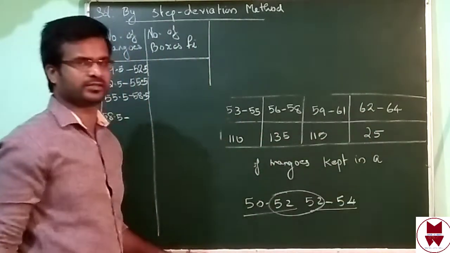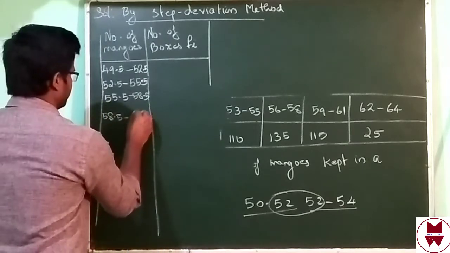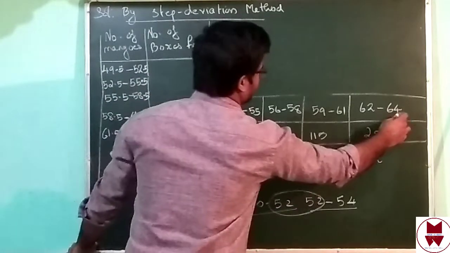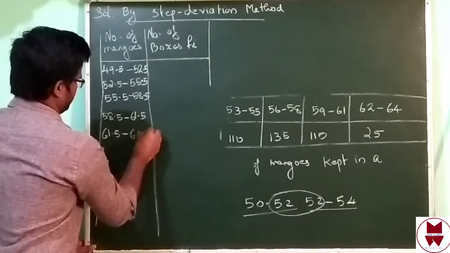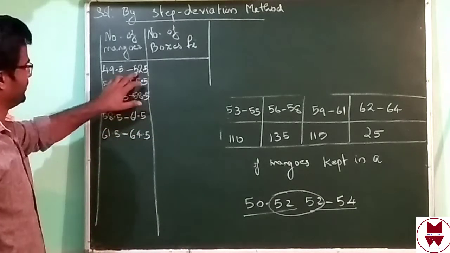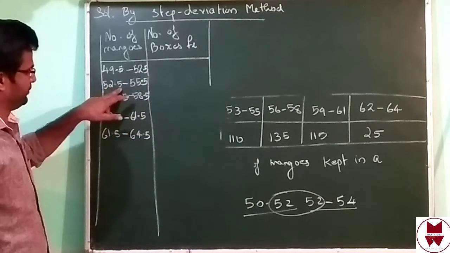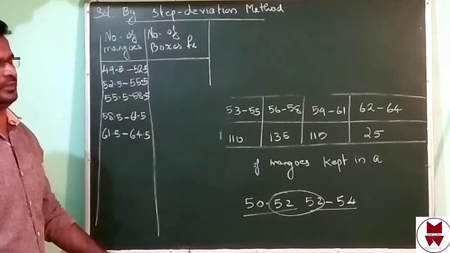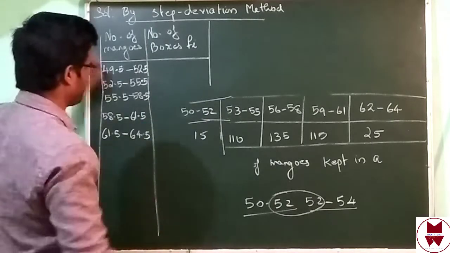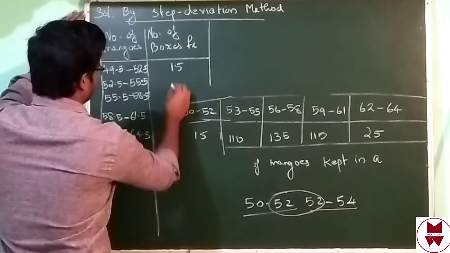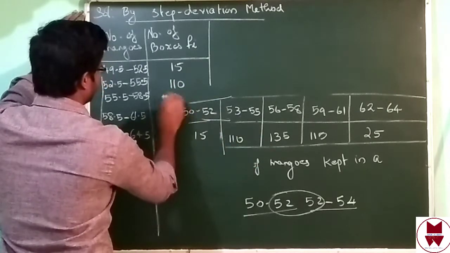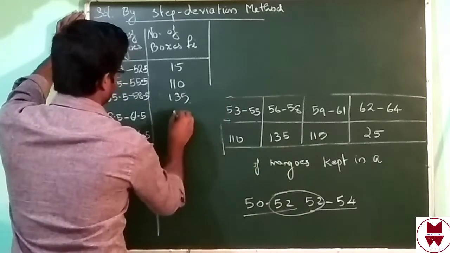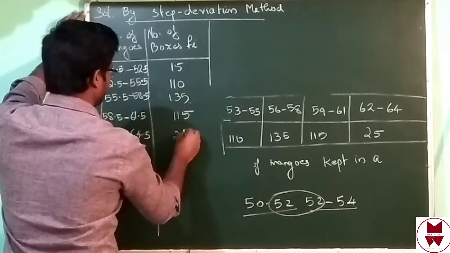In between 61 and 62, which number? That is 61.5. And write 61.5, the same number, to 64.5. Now 52.5, again 52.5, 55.5, 55.5. Now this class interval is continuous. Now we can write the frequencies also: 15, then 110, then 135, then 115, and last 25.